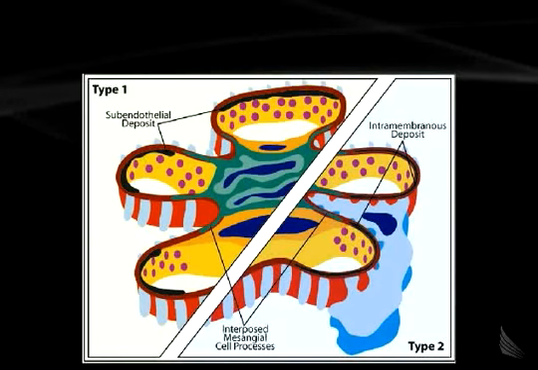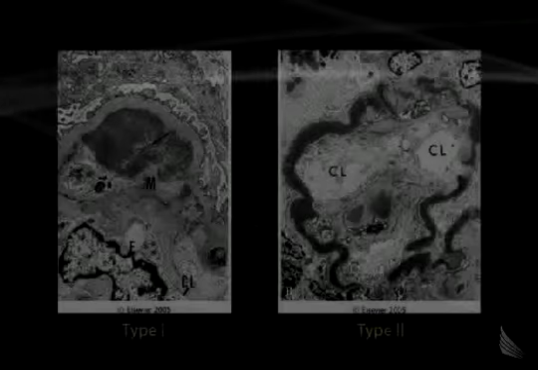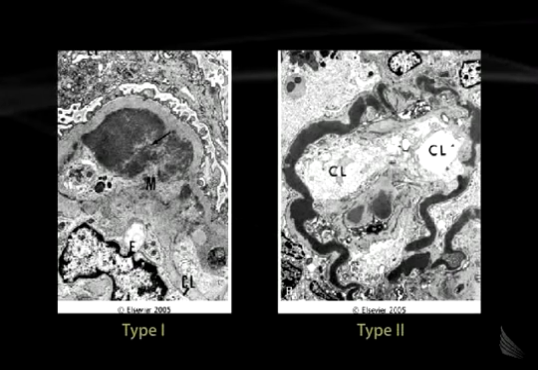So here's a picture of what this might look like. In type 1, you can see schematically that you have subendothelial deposits, that is on the endothelial side of the basement membrane, whereas in the type 2, you actually have deposits within the basement membrane itself. And you can see that depicted in the electron microscopy here. On the left, you have type 1 with the subendothelial deposits. On the right, you have the type 2 with the intra-basement membrane deposits.